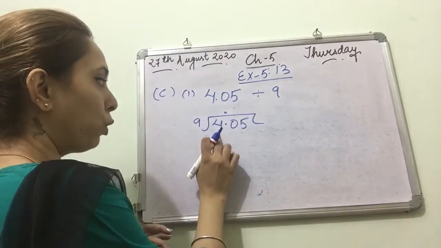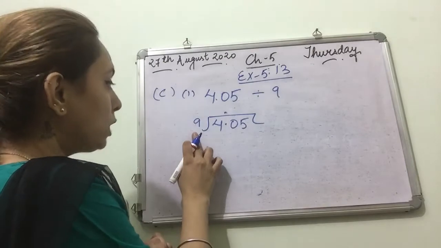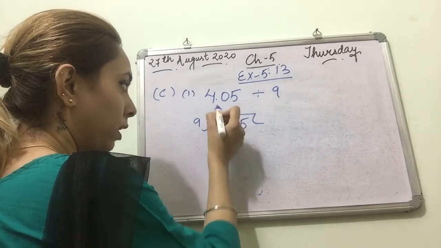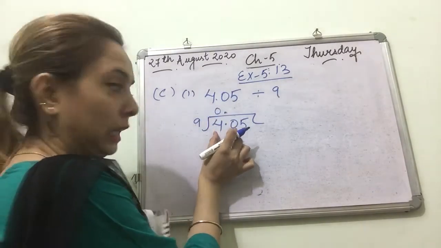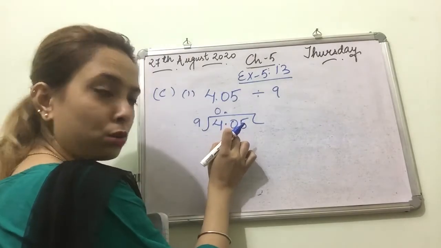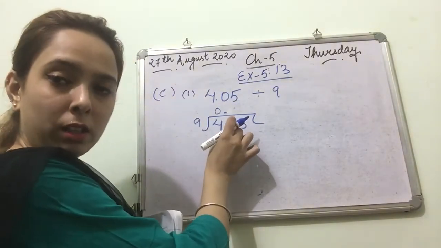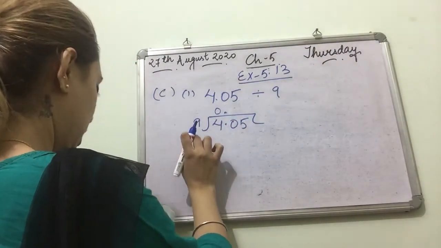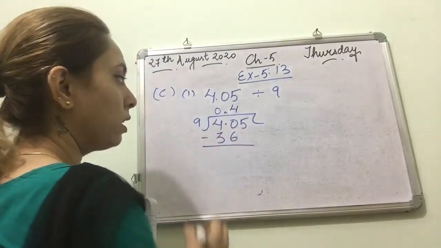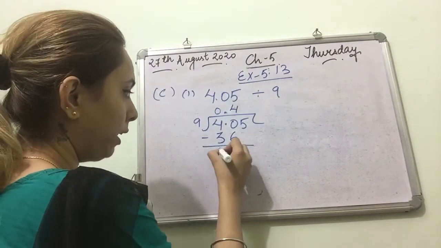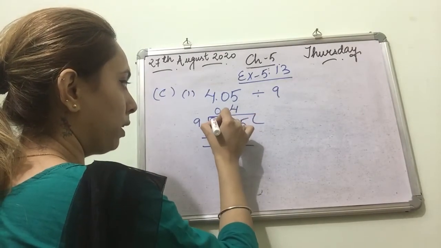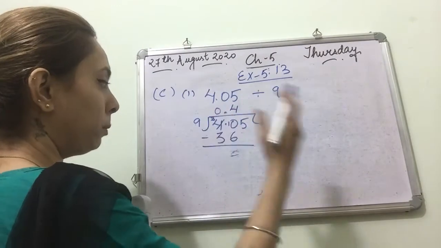Now, this 4 is smaller than 9. So what we are going to do is put a 0 here to get this number as 40. Now we will use 40 because we have added 0 here. Is 40 divisible by 9? Yes, we can try. 9 4s are 36. After subtracting, you will get 4.